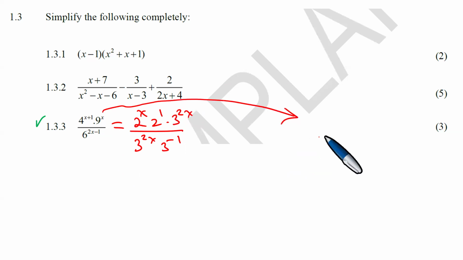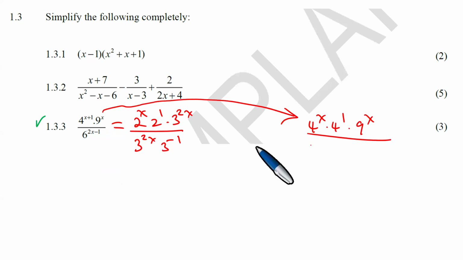But I want to bring to light something interesting here. Every time you walk into the exam, this is the first step you need to write when you see these questions. Always split like this: 4 to the power x, 4 to the power 1, 9 to the power x alone. The denominator, 6 to the power 2x, 6 to the power -1. You always split the powers that are added together, but you write the same base. This is what you do first.